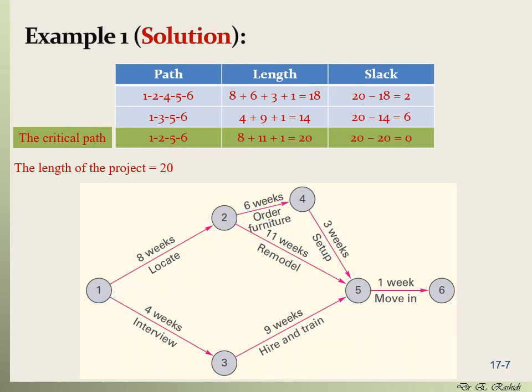Now that we know the critical path and its length, that's going to determine the length of the project as well. So the length of the project is going to be the length of the critical path. That's why critical paths are so important, because they determine the length of the project.